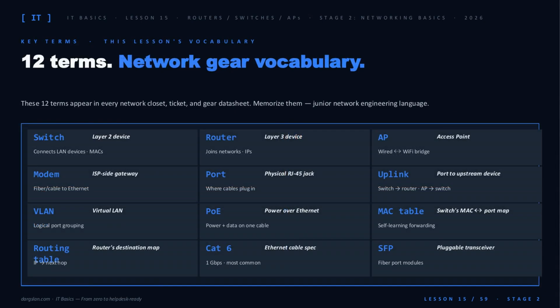Before we wrap, lock in the language. These 12 terms are what you'll hear on every ticket, every data sheet, every conversation with a senior engineer. Switch and router you know. Layer 2 versus Layer 3. Modem is the ISP's box. AP is the wireless bridge. Uplink is the port that climbs to the next device up. PoE carries power and data on one cable, SFP is that pluggable fiber module, and the MAC table is the switch's self-built map of who lives on which port. Speak this vocabulary fluently, and you sound like you belong in the closet.